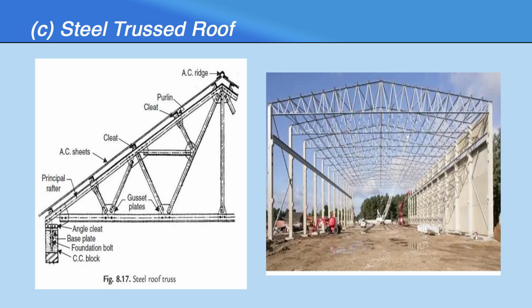This is the photograph of a steel roof truss. In that we have a few sections like I section and T section, which will bear more load compared to the wooden structures.